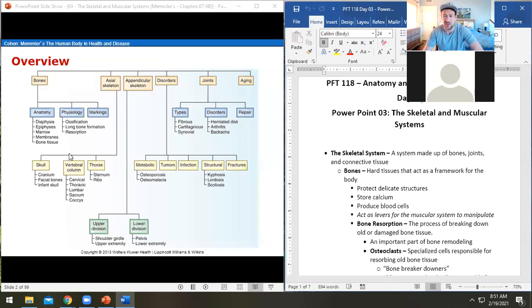The axial skeleton, which is basically your skull and your vertebrae and your rib cage and things like that. And then we'll look at the appendicular skeleton, arms and legs. We'll talk very briefly about certain disorders of the skeletal system. And then we'll talk a lot about joints, which is really fun because we'll look at the different types of joints and talk a little bit about their disorders. And then we will talk very briefly about how aging affects the skeleton.